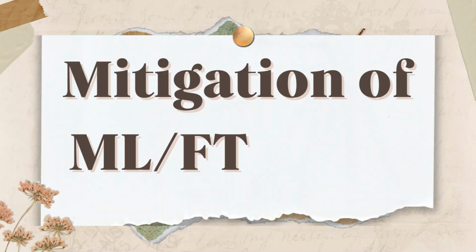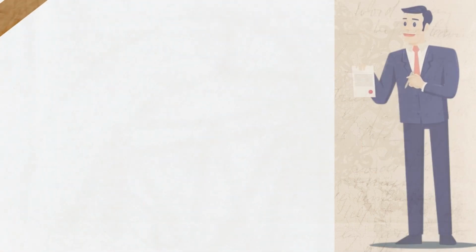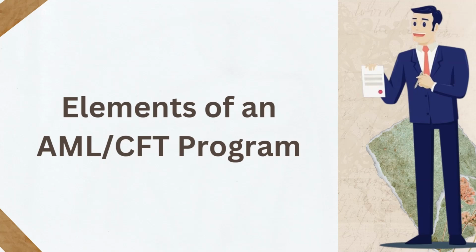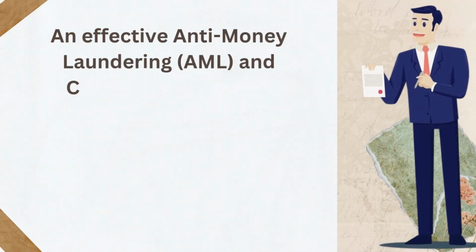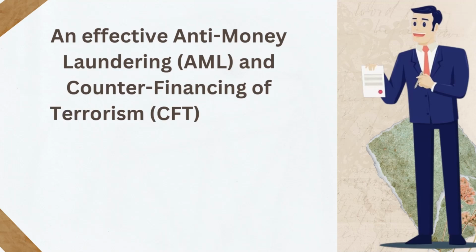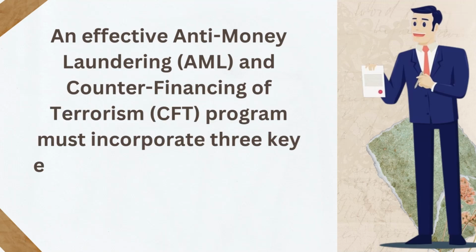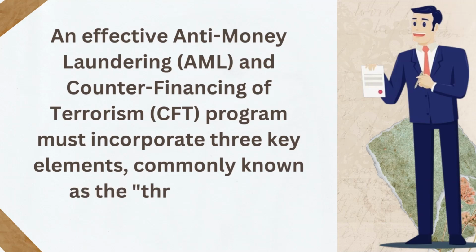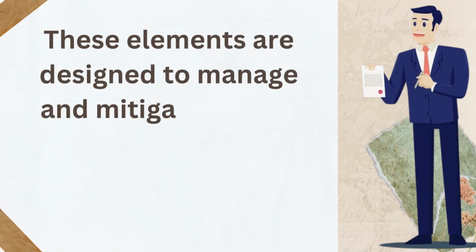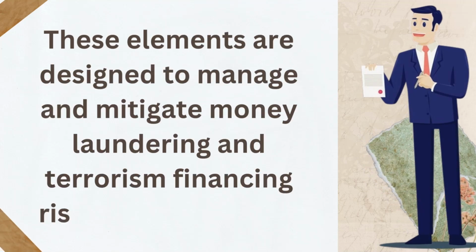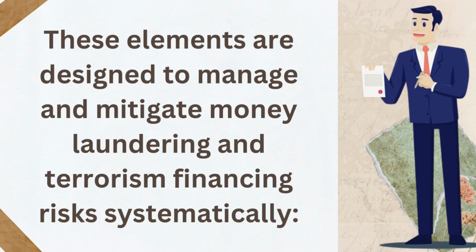Mitigation of ML/FT risks. Elements of an AML/CFT program. An effective anti-money laundering (AML) and counter-financing of terrorism (CFT) program must incorporate three key elements, commonly known as the three lines of defense. These elements are designed to manage and mitigate money laundering and terrorism financing risks systematically.